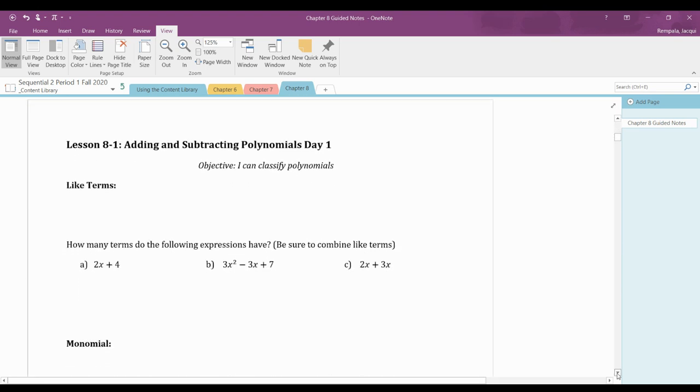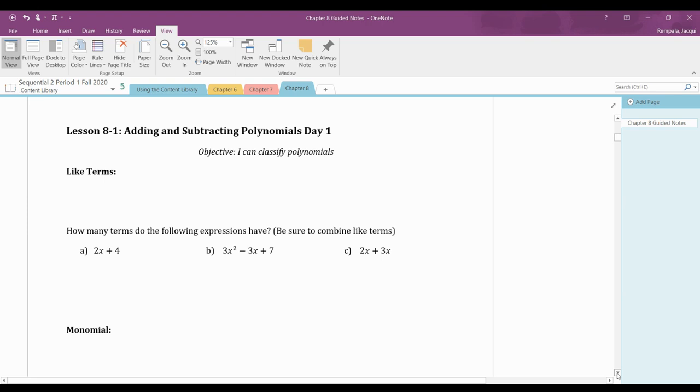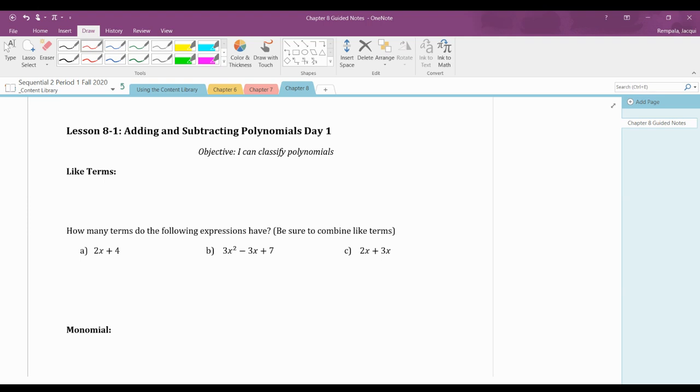So let's dive into the lesson that we're supposed to look at today. We are looking at lesson 8.1, which is adding and subtracting polynomials. Our objective today, though, is to classify polynomials. So we're really going to be looking at a lot of vocabulary. Okay, that's what this section is all about. So let's dive into it.